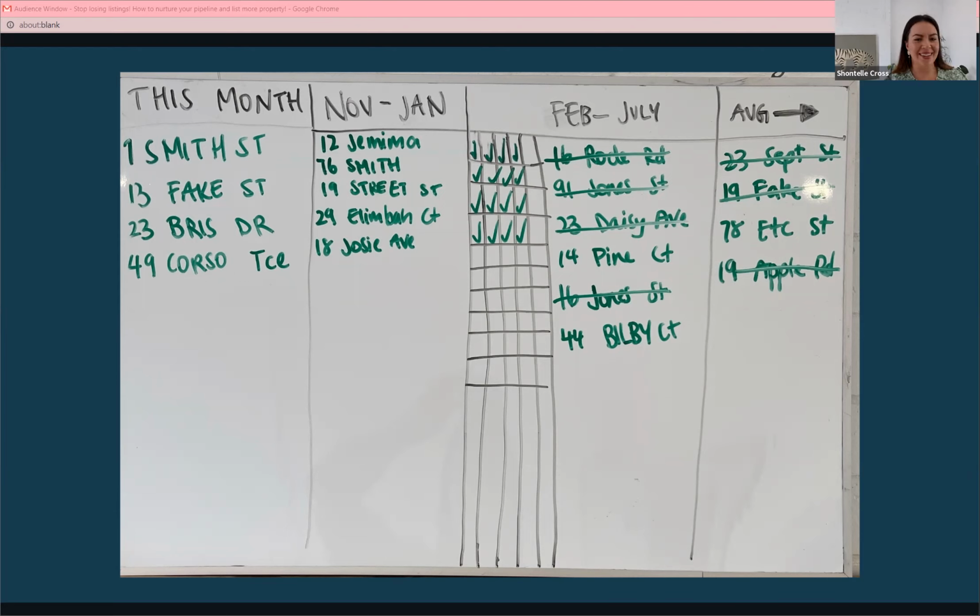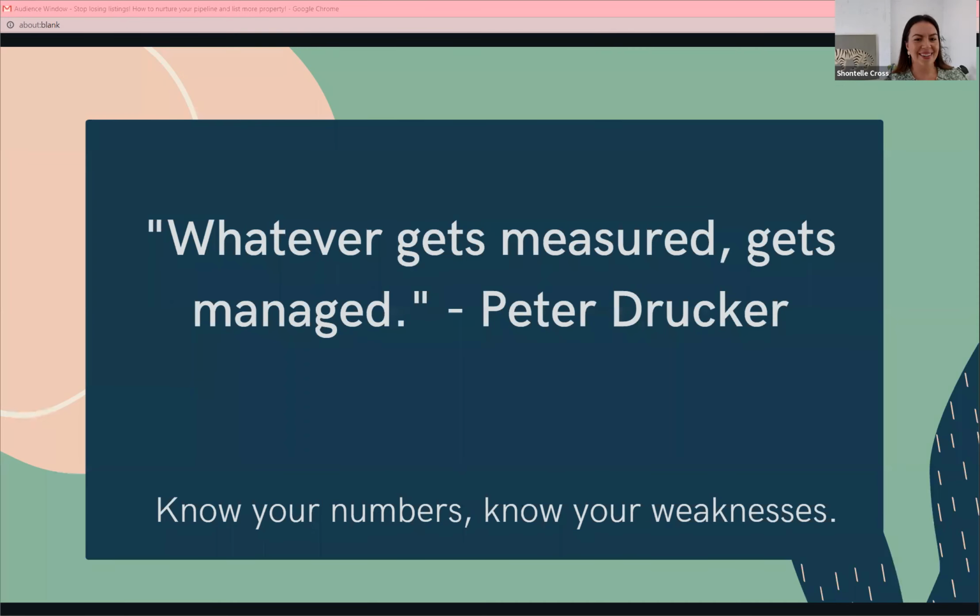All right. Measuring and tracking your pipeline. So know your numbers, know your weaknesses. Don't wait until you're 5, 10, 15 years into your career and have hundreds, thousands, millions of dollars of lost opportunity. Knowing your business, knowing your numbers, and knowing what's happening with your pipeline is so, so important. So give your business respect by knowing your numbers.